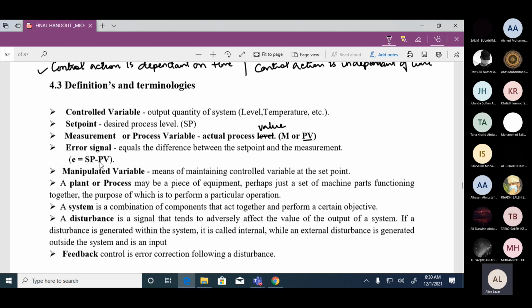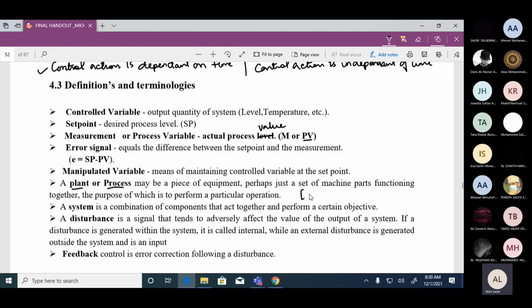What is the error signal? The difference between the set point and the process variable. Then comes manipulated variable. It means maintaining the control variable at set point. So manipulate means adjust so that the control variable is equal to the set point. What is a process or a plant? It is a piece of equipment or a set of machine parts functioning together to perform a particular operation.